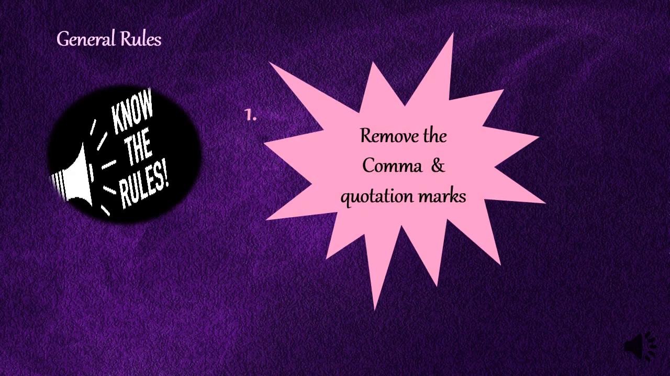Next, know the rules. Know the general rules. For any sentence, when you convert from direct to indirect, you need to remove the comma and the quotation marks. Rule number 2, you need to change the reporting verb. So how do we do it? You need to change it according to the kind of the sentence that is given there in the question.